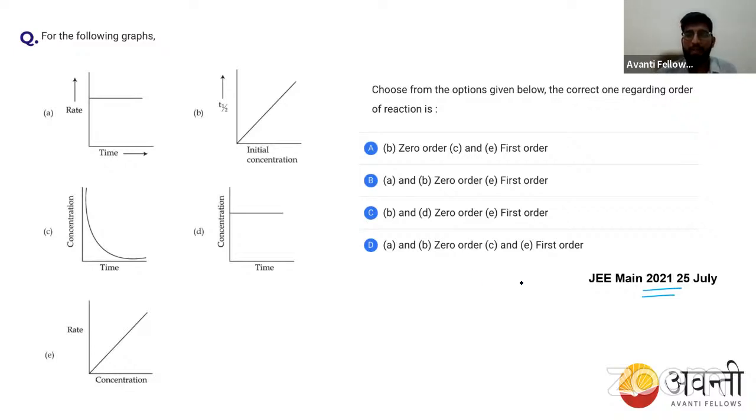So here option C is the correct one. Why? If you see, option E is for the first order reaction. Rate of the reaction is directly proportional to A, that is the initial concentration of the reactant, as a power 1. So if I increase the initial concentration, the rate of the reaction will increase. So this is E for the first order reaction.